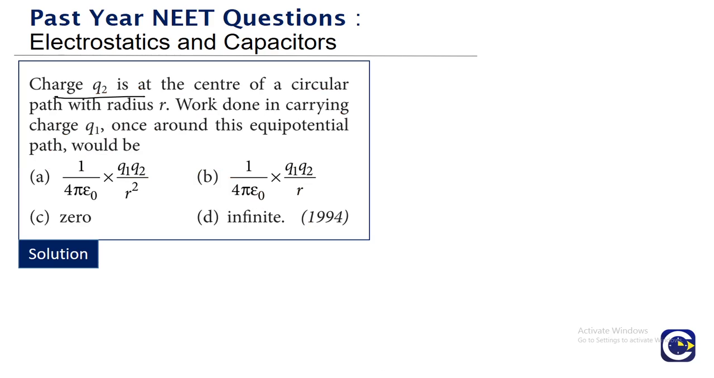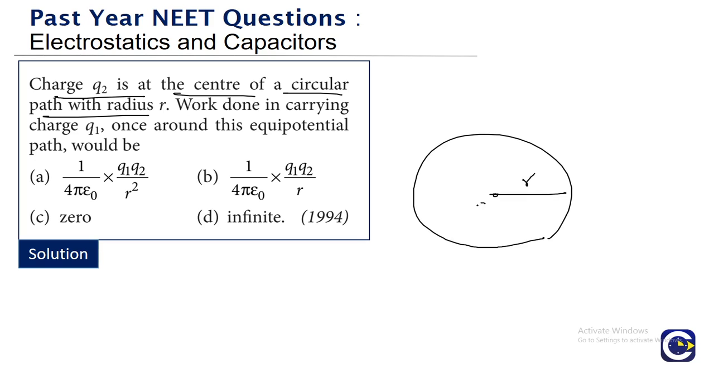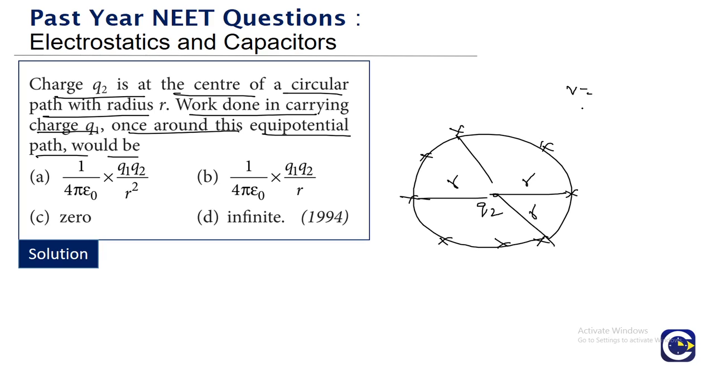A charge Q2 is at the center of a circular path of radius R. Means we have a circular path of radius R, and charge Q2 is at the center. What is the work done in carrying a charge Q1 once around this equipotential path? So you see, any point on the circumference is at the same distance R. Means at each and every point, what is the potential because of the charge Q2? K Q2 by R. All these points are called equipotential points.